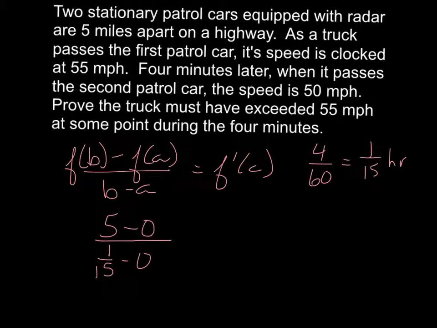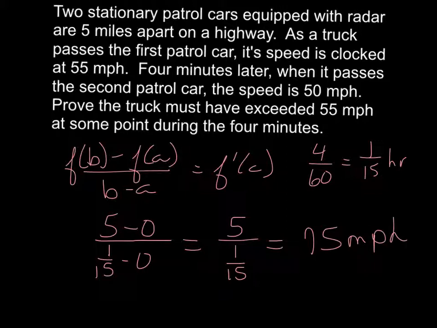Change in distance over change in time gives me velocity. If I simplify this, we get 5 over 1/15, which is 75 miles per hour. So he did exceed the speed limit over that 4 minutes at least once. Why did you put the zeros in? This was where he started. Change in distance over change in time, just so that you could see that.